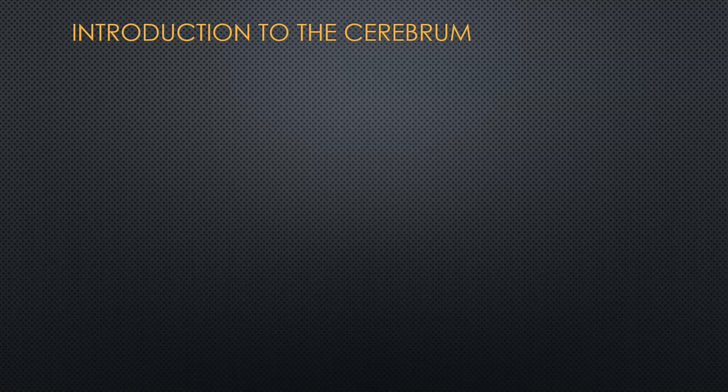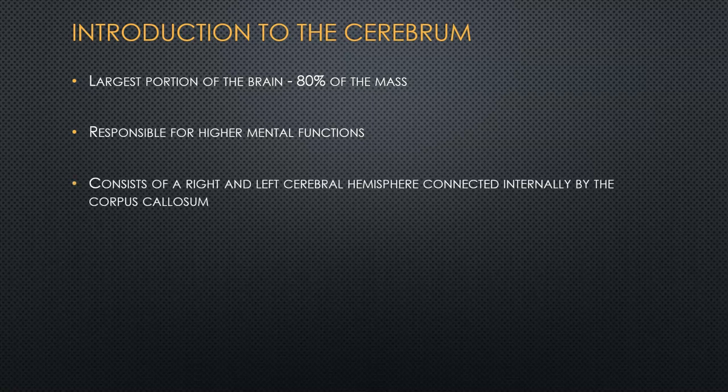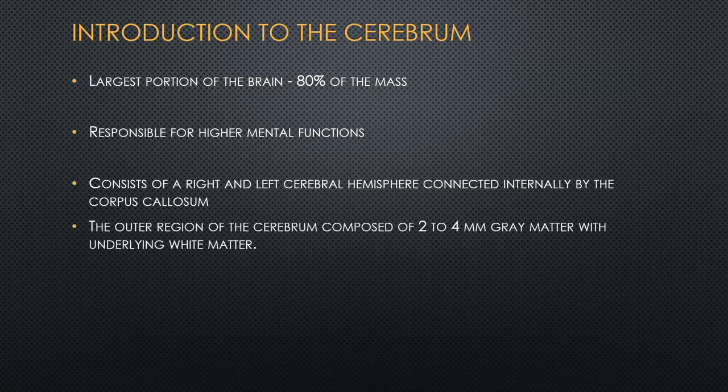Now we're going to talk about the cerebrum. The cerebrum is the largest and the most conspicuous part of the human brain. In fact, many people just looking at the cerebrum would call that the brain, just because visually it's the largest. It is 80% of the mass of the brain, and it is responsible for the higher mental functions. It consists of a right and a left cerebral hemisphere, which is connected by the corpus callosum.